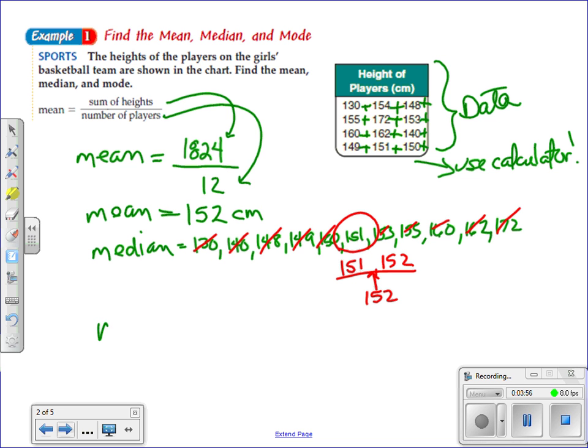Finally, the mode is the one that occurs most often. If you look at this set of data, you'll see that nothing does. So there is no mode.